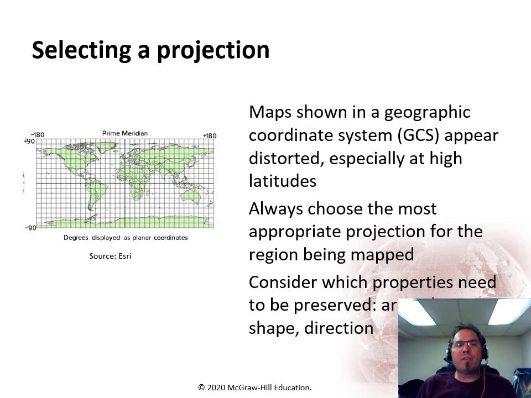So when you're selecting a projection, the first and foremost thing you have to consider is what area is being mapped. If I'm in Wisconsin, there are several pretty good projections I could use, both local, sort of Wisconsin-centric, or even more generic, but they'll still keep distortion to a minimum. It all depends on what you're trying to get at, or which you need to preserve, whether it be area, distance, shape, or direction.